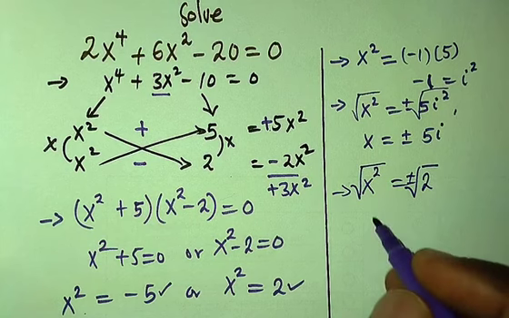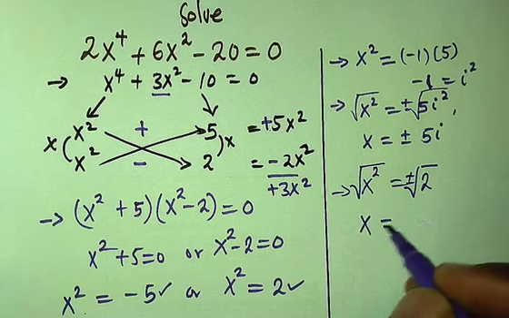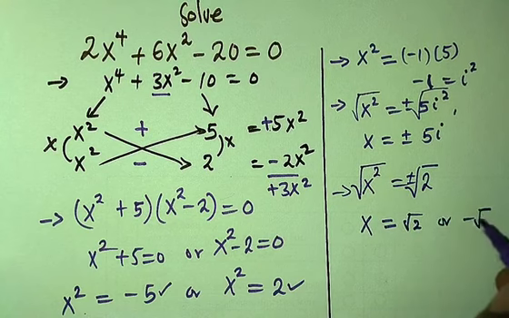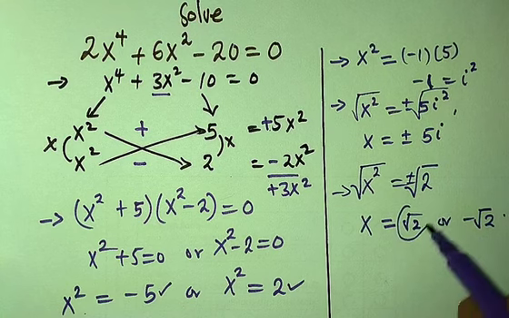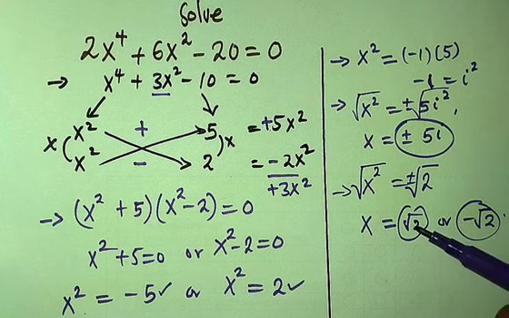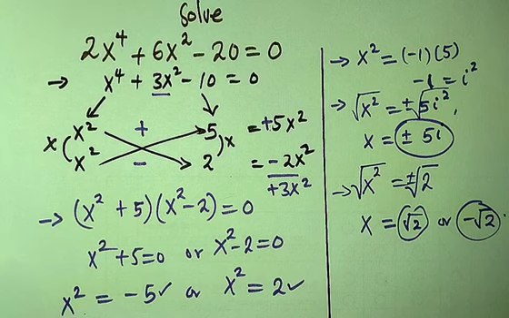So this square we cancel with the square root. I have x equals plus root 2 or minus root 2. Okay, so I have this, this, and this to be the solution to the problem. You can see this is 1, 2, 3, and 4. So those are the 4 possible values of x.